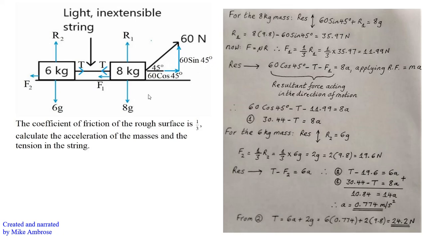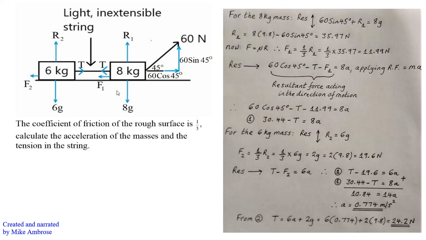The next force to consider is the weight of the 8 kilogram mass, which will act vertically downwards, and weight is given by mass times gravity. So the weight of the 8 kilogram mass is 8g. Acting vertically upwards is the normal reaction of the rough surface on the 8 kilogram mass, and this is given by R1.